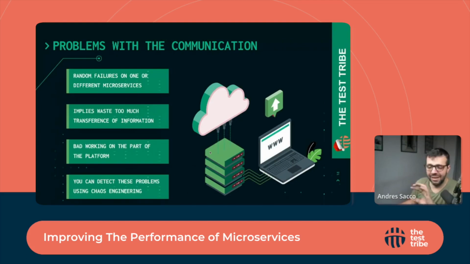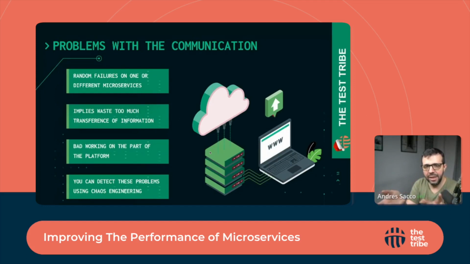And here is something connected with testing. How do we detect this kind of problem? We can detect this with chaos engineering. Chaos engineering is something vital in this kind of problem, because you need to create some kind of scenarios to check if the entire platform or some part of the platform works fine or not.